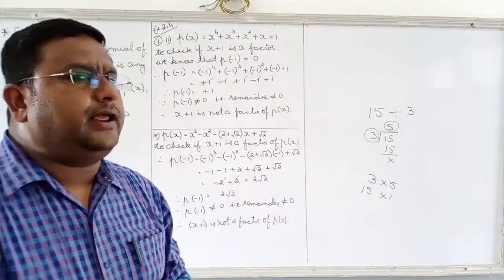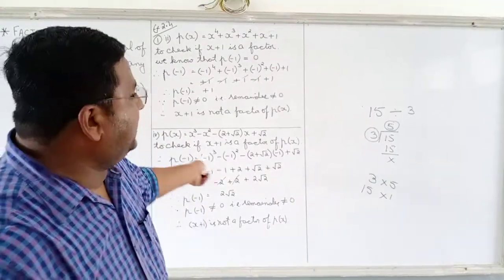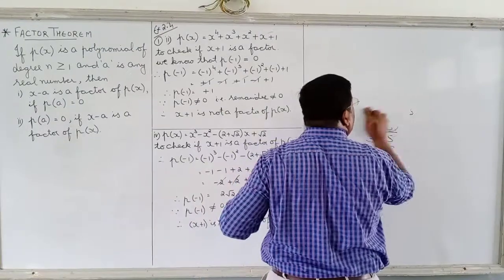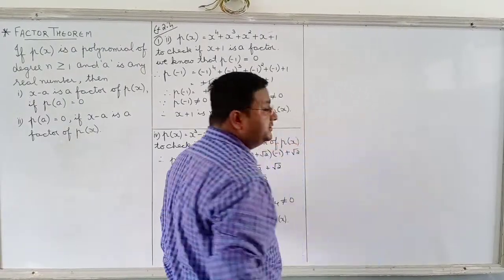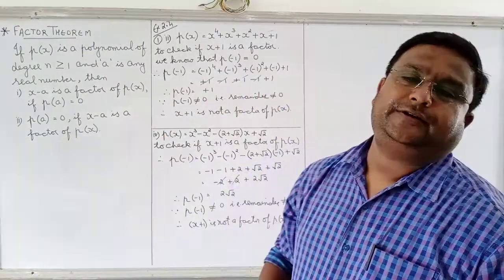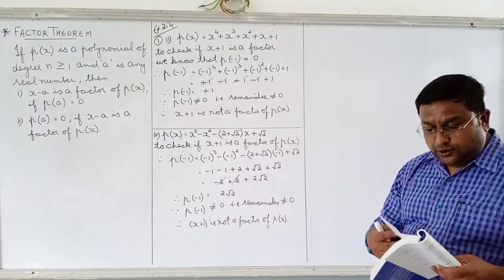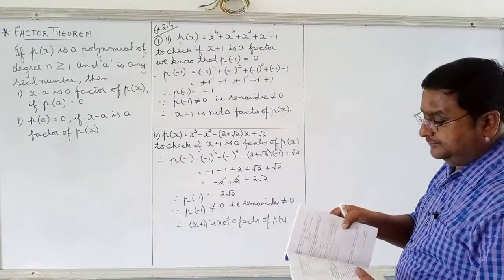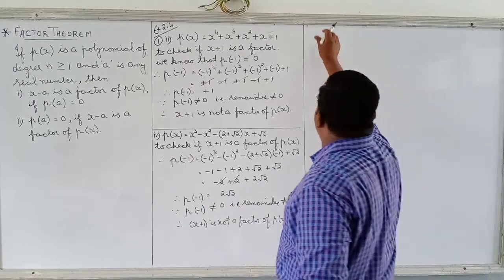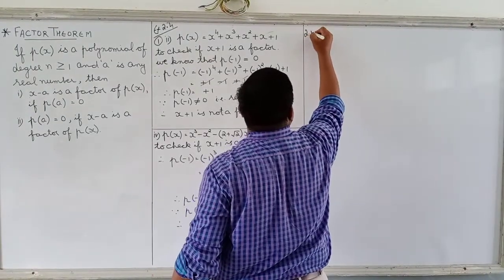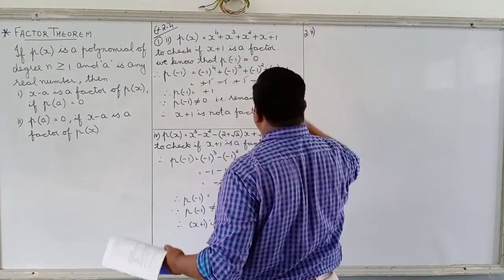There is nothing new in that. Same thing that we did. The remainder has to come out to be what? 0. The only difference is that two polynomials are given to us. Yes or no? If I talk about the second question, three parts are there. Second question, second part, let us discuss.